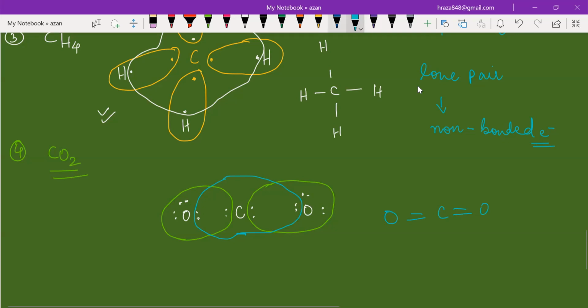Now, can you tell me the number of sigma bonds in CO2 and the number of pi bonds in CO2? Sir, pi bonds, I think 4. How can it be 4? See, a double bond is there. Here double bond, 1 sigma, 1 pi. Here double bond, 1 sigma, 1 pi. Ah, okay, sir. 2 sigma, 2 pi. Is that correct? Yes, sir.